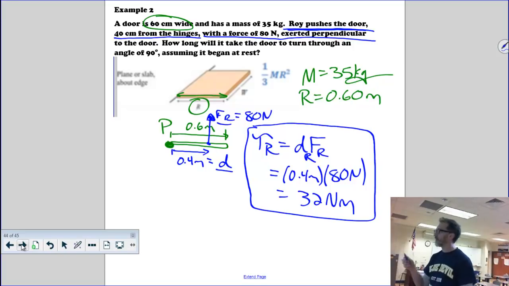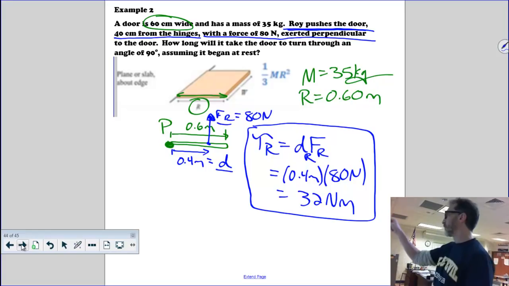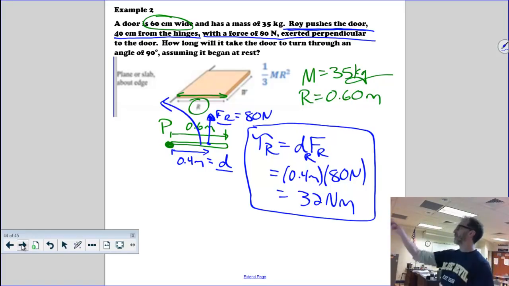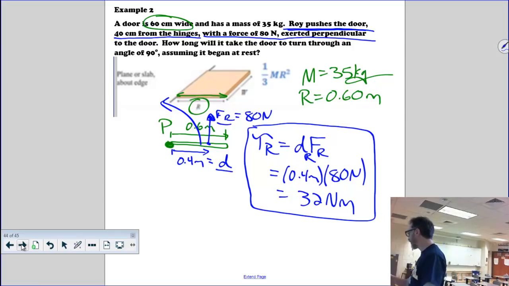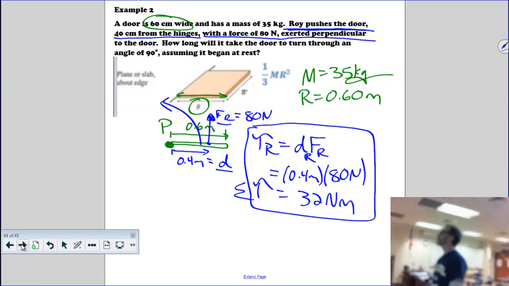Okay? So now, this is the first time we've done this. That's going to cause the door to accelerate angularly this way, right? So technically that would be positive, right? So we're good. But I certainly could have made it negative, depending on how I'd drawn it, right? Now, if we assume that Roy is the only person pushing this, then this is actually my net torque, right?